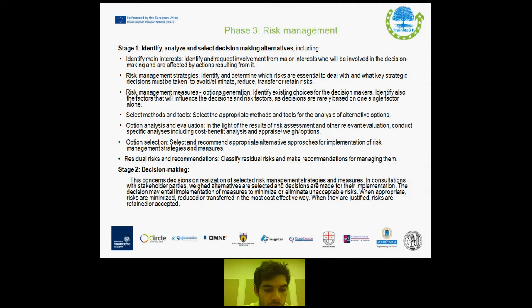This concerns decisions on realization of selected risk management strategies and measures. In consultations with stakeholder parties, viable alternatives are selected and decisions are made for their implementation. The decision may entail implementation of measures to minimize or eliminate unacceptable risks. When appropriate, risks are minimized, reduced, or transferred in the most cost-effective way. When they are justified, risks are retained or accepted.